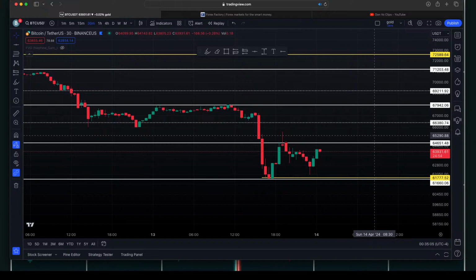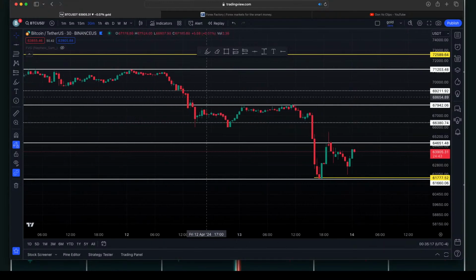What I notice, bro, is I take note of the candle closures that make all-time highs, all-time lows. Structure is formed around those. That's what I notice. Yeah, that's definitely true.